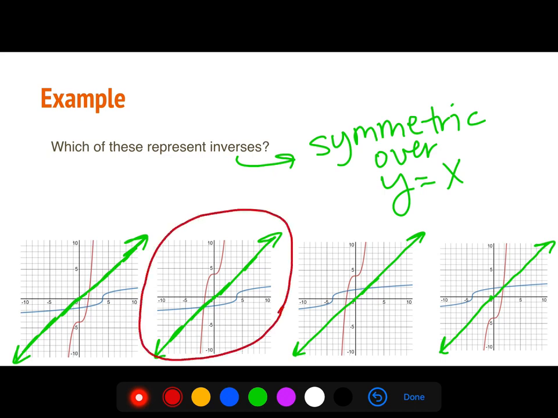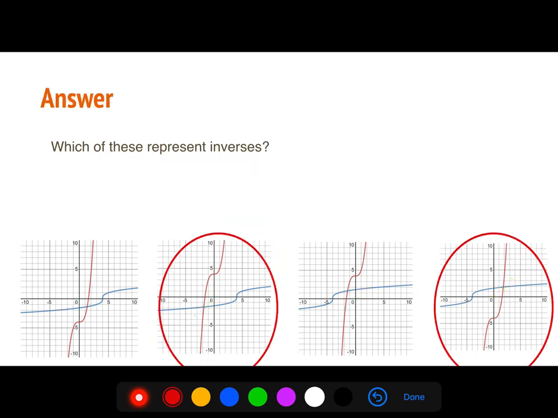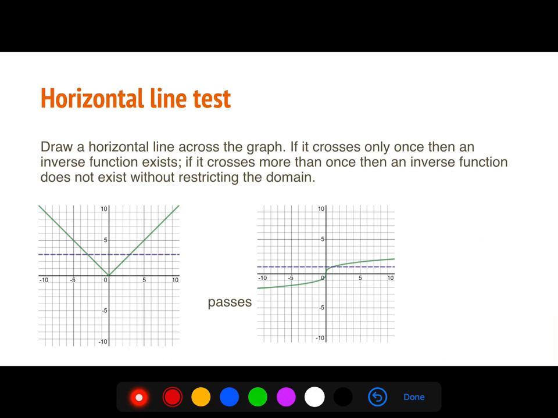So which ones did I think looked like mirror images? I believe this one did, because on both sides of this line, it looks like those are reflections of each other. And I believe this one over here is as well. Again, why? Because when you look on both sides of that line, you may have to turn your graph a little bit cockeyed, it looks like they're mirror images. So the two I circled are going to be inverses of one another.